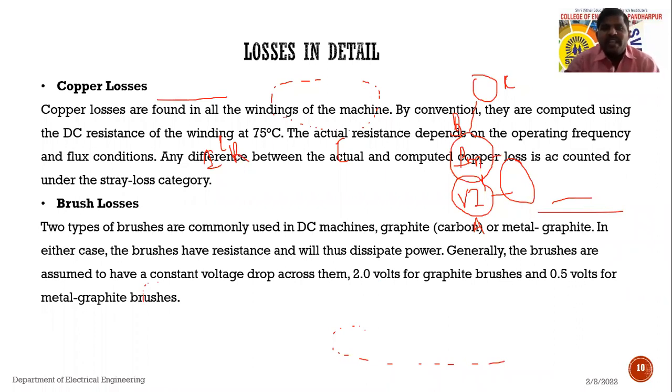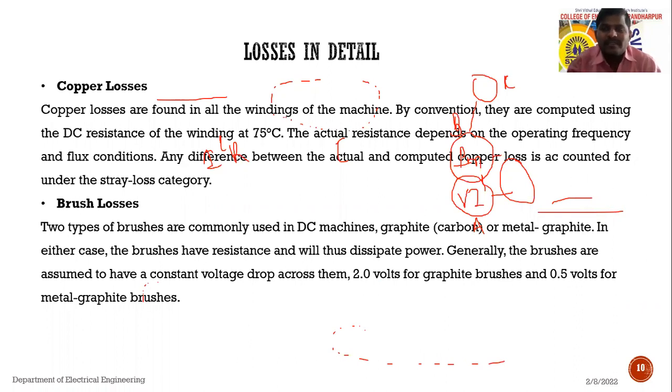Any difference between the actual and computed copper loss is accounted for under the stray loss category. If there is a difference between the actual resistance and the computed value of resistance, then that change in the copper losses can be counted as stray loss, or it will be counted in the stray loss category.